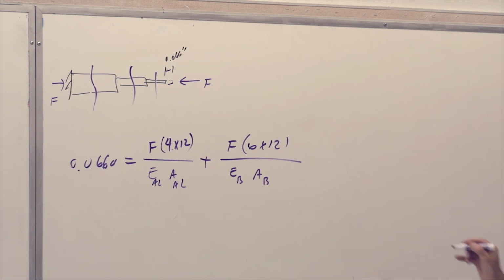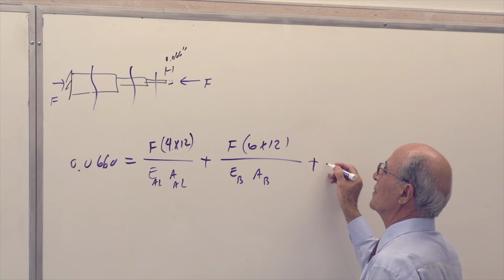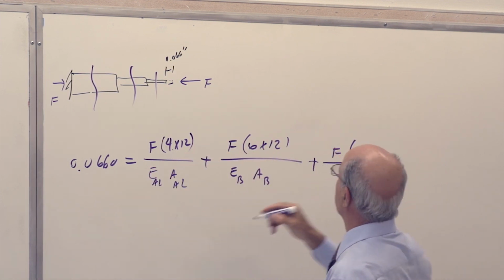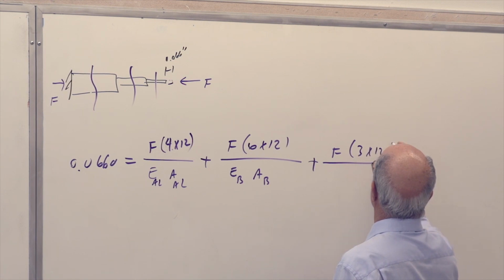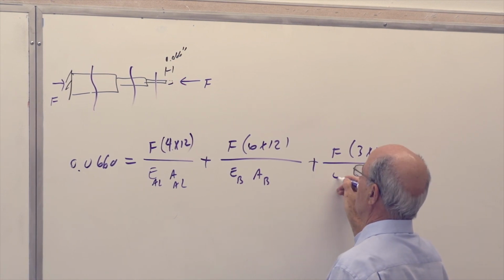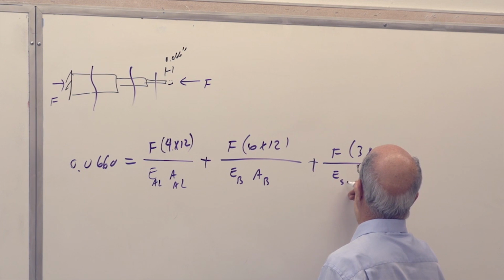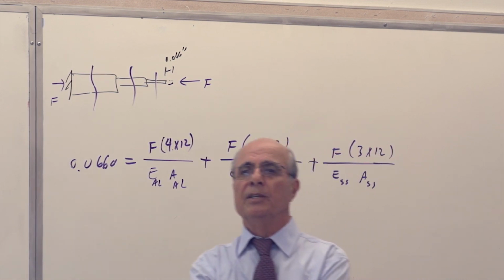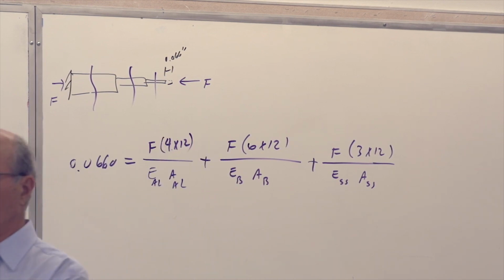Plus F times the last one. The last one is only 3 feet, so 3 times 12 divided by E of the stainless steel and A of the stainless. All numbers are given to you. So can you find the F? Yes, so we can.